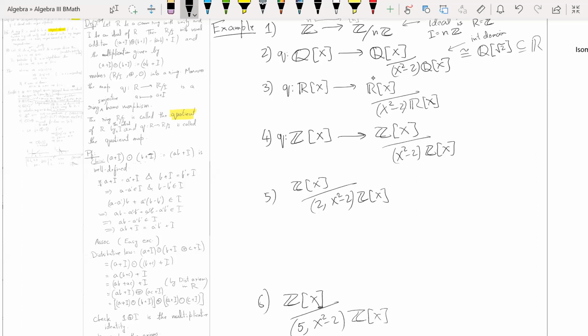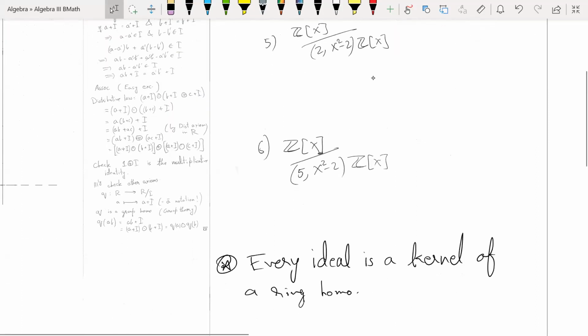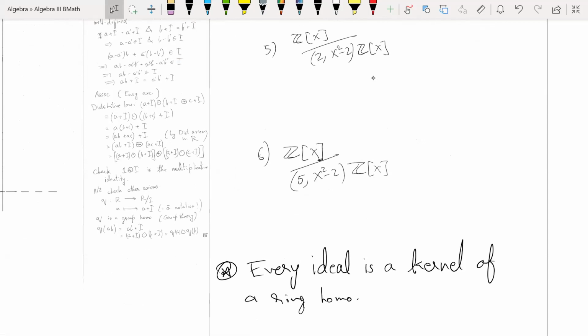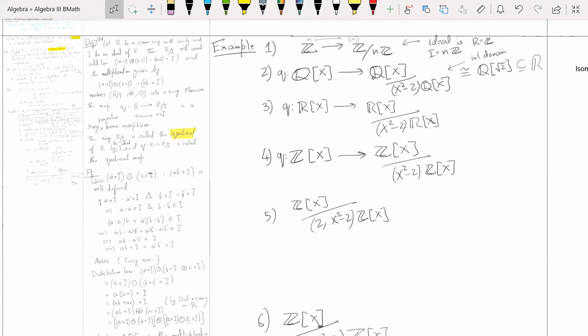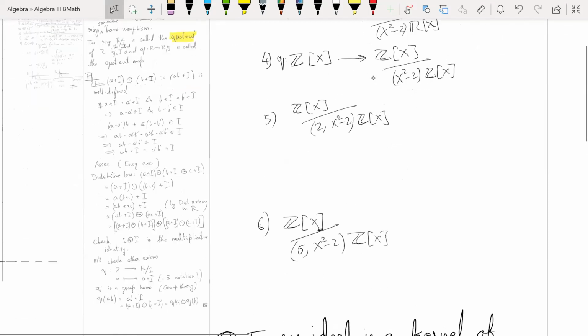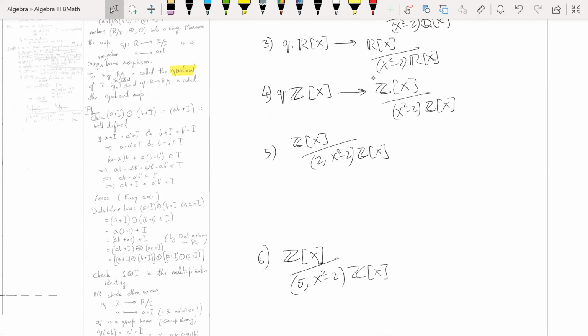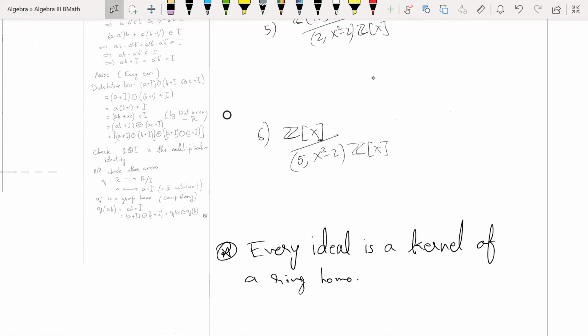Before that, I want to say something about this map for example 2, and then we will work on examples 3, 4, and so on. So let's discuss example 2. First of all, we showed that this map Q is indeed a surjective ring homomorphism. So what is the kernel of this surjective ring homomorphism? The claim is the kernel is in fact the ideal I itself. This will show that every ideal is the kernel of a ring homomorphism.